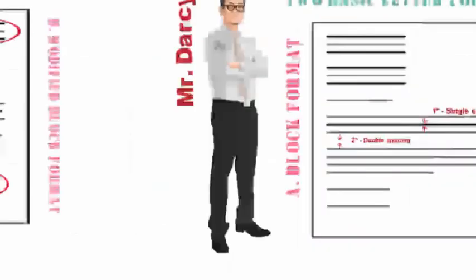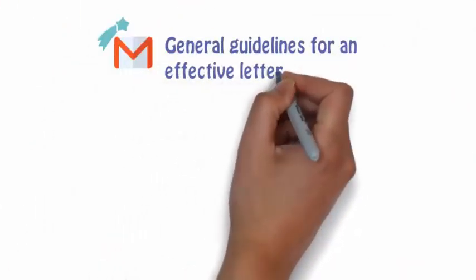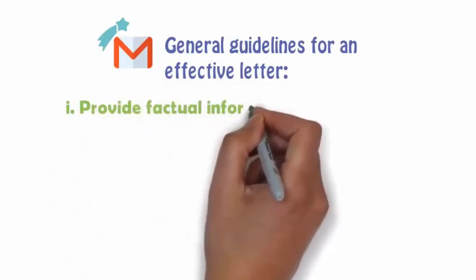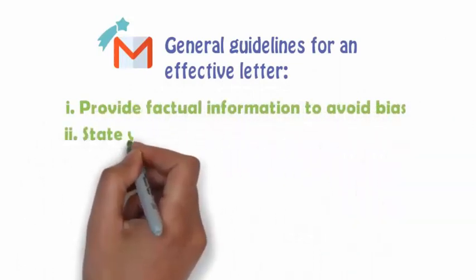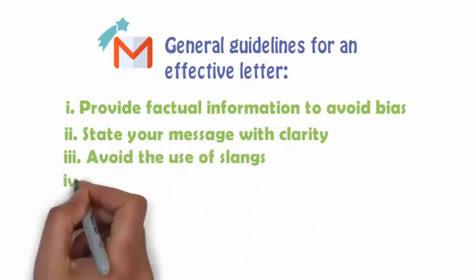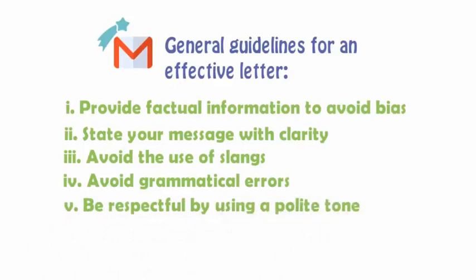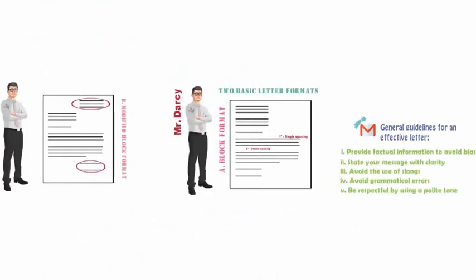Some general guidelines that Mr. Darcy should follow for composing an effective letter are: provide factual information, state the message with clarity, avoid the use of slang, avoid grammatical errors, and be respectful by using a polite tone. Now Mr. Darcy is all set to compose the letter.